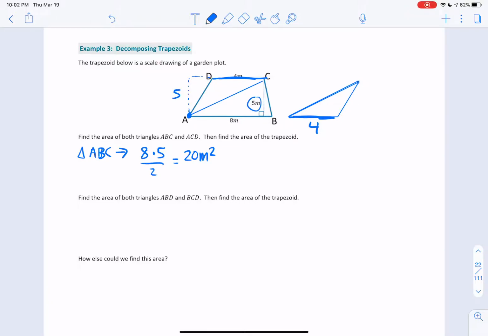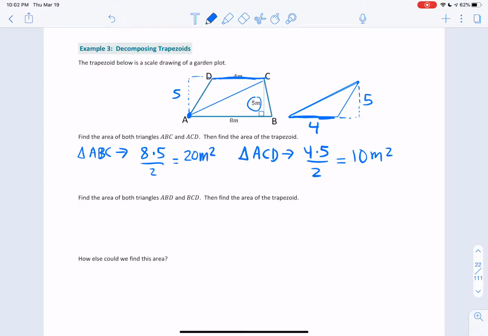So this is what I just did, just in reverse. Going straight down, that means this is 5. So that means I know the base and the height of this triangle. Right? So this is triangle ACD. And the area is base times height divided by 2, which is 10 meters squared.